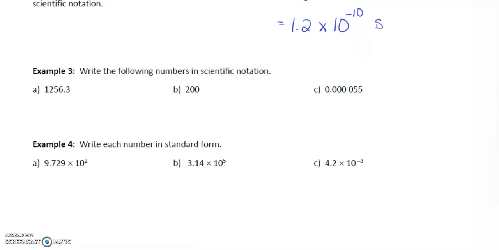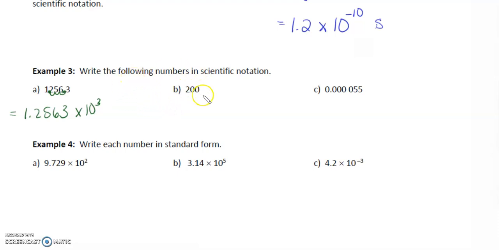All right, let's do example 3. Write the following numbers in scientific notation. So our decimals here, we're going 1, 2, 3. So we know this is going to be 10 to the power of 3. We move the decimal 3 units over. So now our number is 1.2563 times 10 to the power of 3.